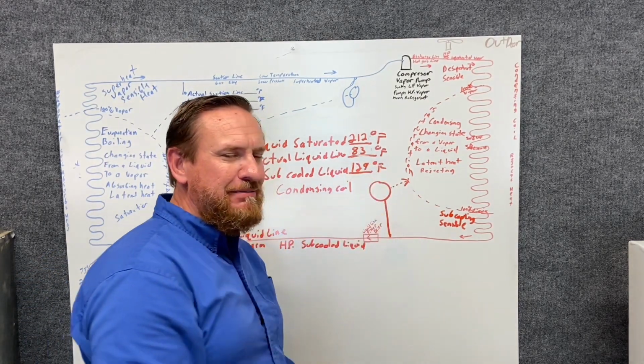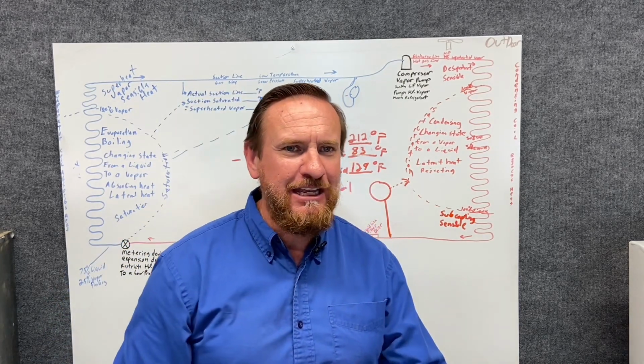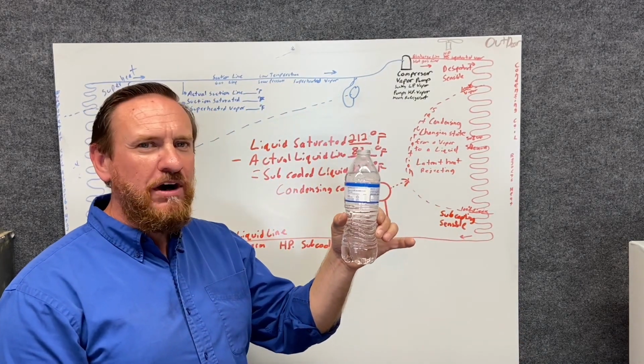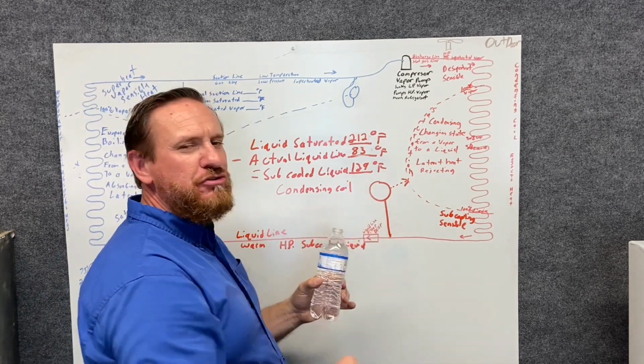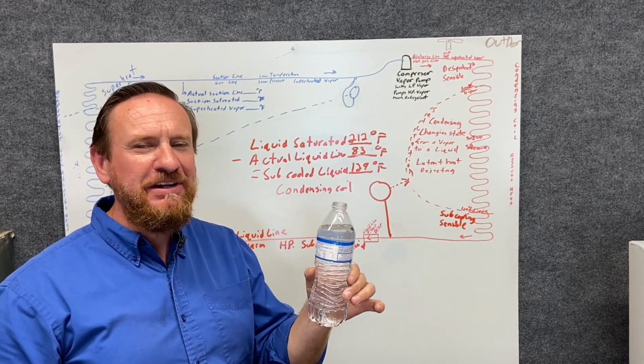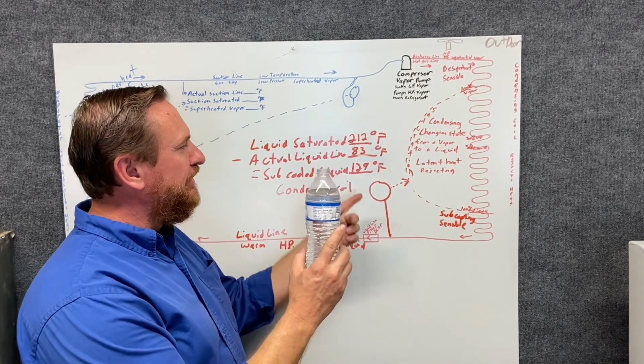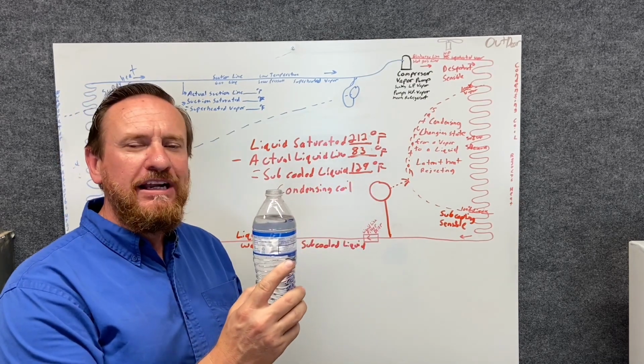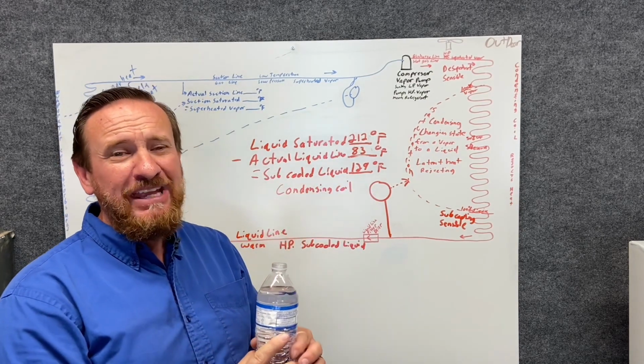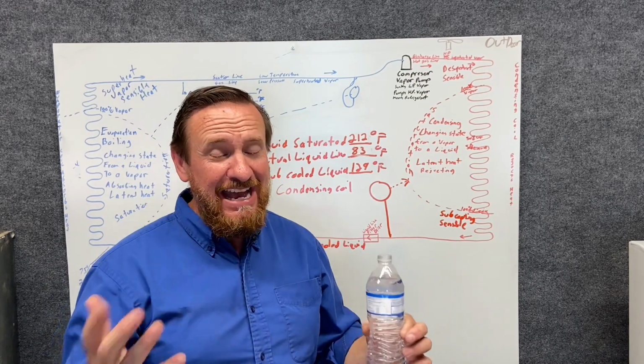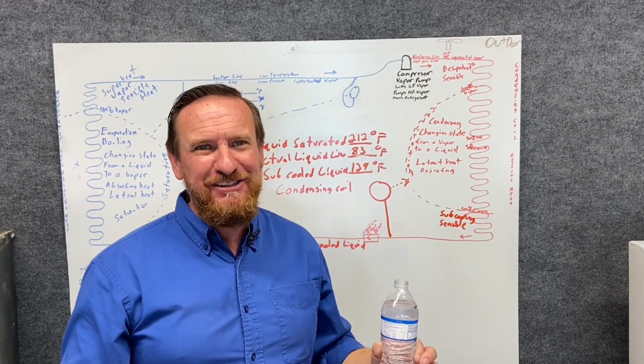Now, that number still may not mean much to you. Let's think about this. This water is subcooled 129 degrees below its saturation point. This water is subcooled 129 degrees below its boiling point. So can you drink a subcooled liquid? Yes, you can only drink a subcooled liquid.